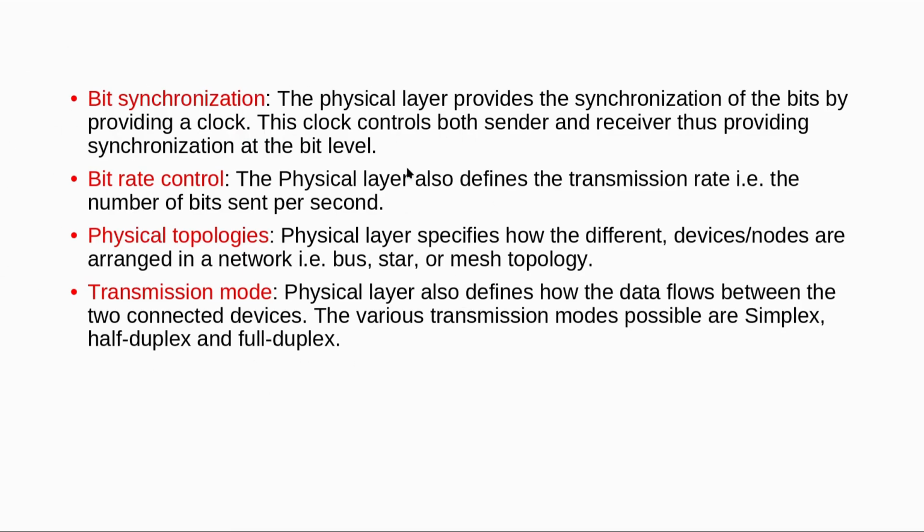Okay, so the first function is bit synchronization. The physical layer provides synchronization of the bits by providing a clock. The clock controls both the sender and the receiver, thus providing synchronization at the bit level. Next is bit rate control. The physical layer also defines the transmission rate, the number of bits sent per second. Another is physical topology. The physical layer specifies how the different devices or nodes are arranged in a network, like bus, star, or mesh topology, right? So basically the cables, or how the network is structured.